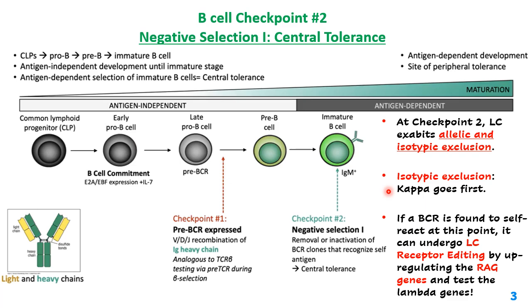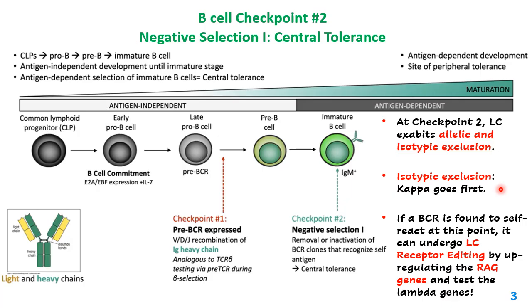And this is important because of the mechanism that you are seeing here. Because of course, you're going to test whether this thing is self-reactive or not. So this is very important for central tolerance. It's happening in the bone marrow, so it's called central tolerance.